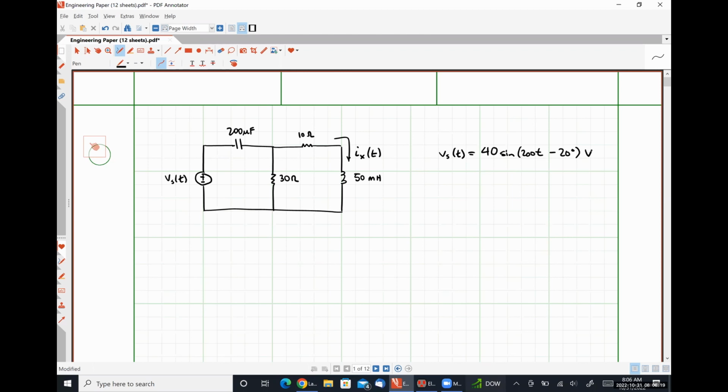All right. So I am going to convert this into the frequency domain first by replacing all of my voltages and currents with phasors. And then I'm going to replace all of my resistors, capacitors, and inductors with their impedance at our frequency of interest. And then we can do our analysis. So let's start with our source voltage, Vs. What is the phasor equivalent voltage here?